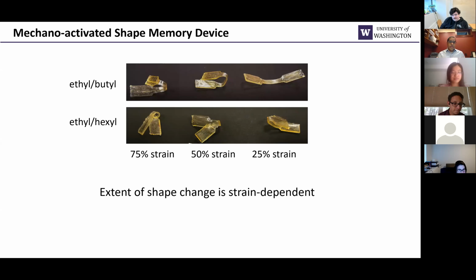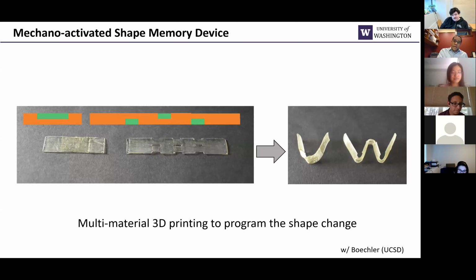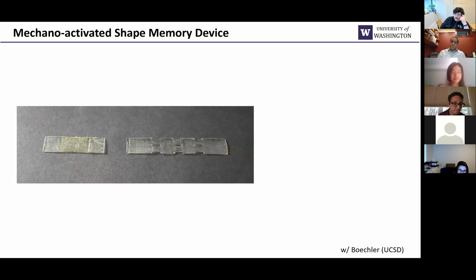Now, the extent of shape change does depend on how hard you pull. These are two different bilayer examples here, but in both cases, if you pull it a little bit, then it bends a little bit. If you pull it a lot, then it will bend a lot more. So if I were to give you these two structures and said, if you pull on it and you let it go, it will change shape, then you might ask, well, how hard should I pull on these structures? And how will I know when to stop?